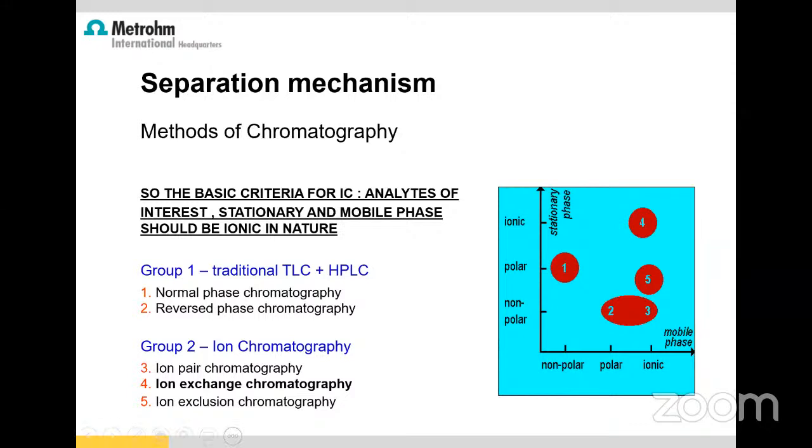So if I have to perform ion chromatography, the basic criterion is that the analytes of interest, the stationary phase, and the mobile phase should be ionic in nature, meaning they should be charged. It can be plus or it can be minus.